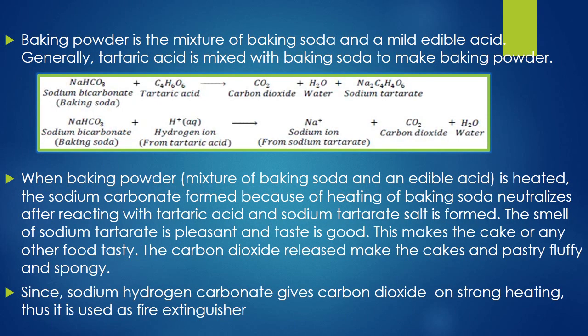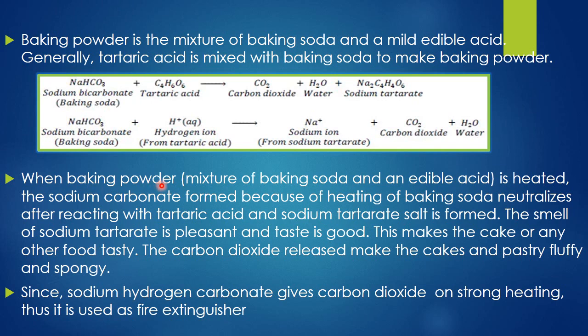Now the baking powder. Baking powder is the mixture of baking soda and a mild edible acid, and the acid that we take is tartaric acid. Now this baking powder is used for making cakes and pastry. The reaction that takes place: baking soda, when it reacts with tartaric acid, forms carbon dioxide, water and sodium tartrate. If you don't remember the formula of tartaric acid, you can simply write hydrogen ions, because hydrogen ions come from the tartaric acid.